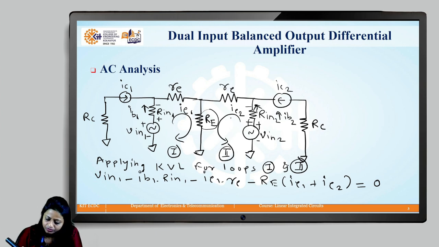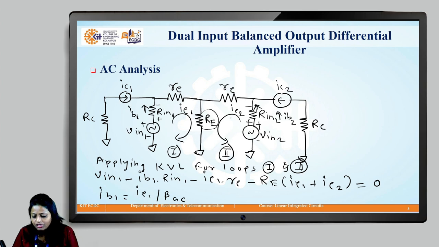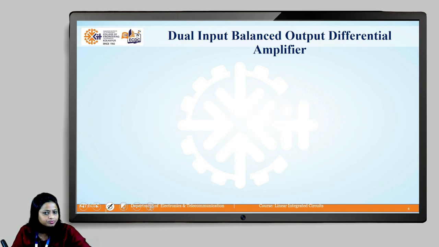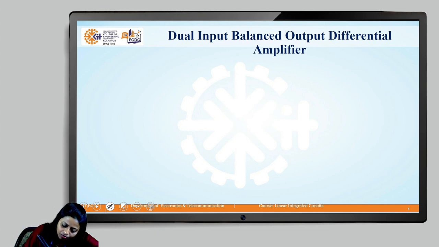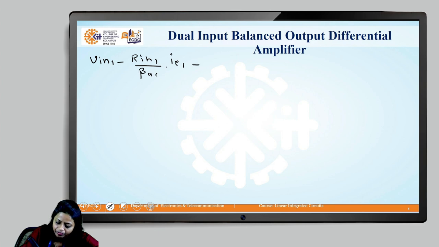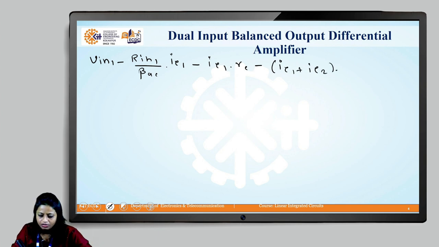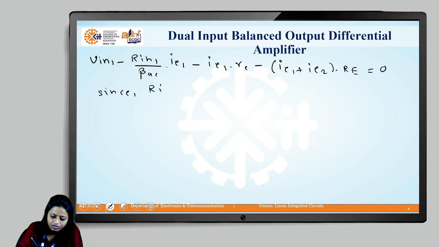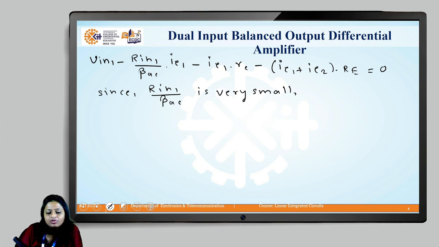Now, we know that IB1 is equal to IE1 upon beta AC. So we will rewrite this equation. This becomes VIN1 minus RIN1 upon beta AC into IE1 minus IE1 into re minus (IE1 plus IE2) into RE is equal to 0. Now, since the value of RIN1 upon beta AC is very small, we should neglect that term.